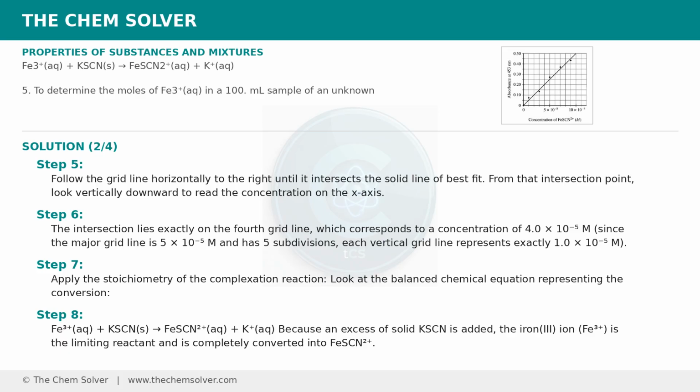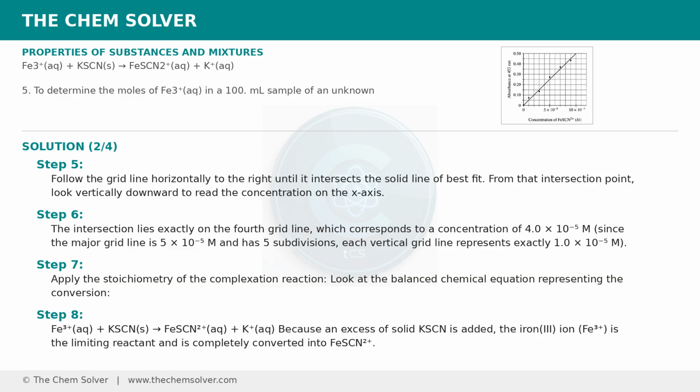The intersection lies exactly on the fourth grid line, which corresponds to a concentration of 4.0 times 10 to the power minus 5 molar, since the major grid line is 5 times 10 to the power minus 5 molar and has 5 subdivisions. Each vertical grid line represents exactly 1.0 times 10 to the power minus 5 molar.